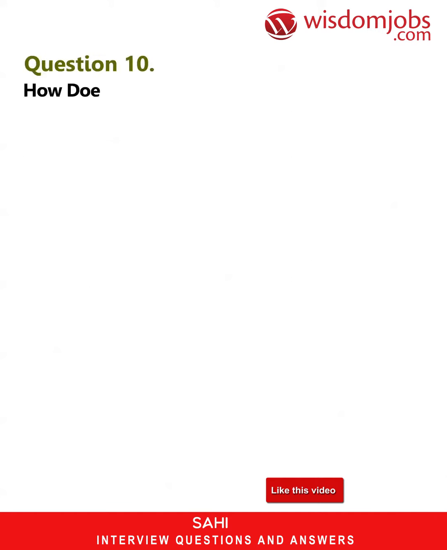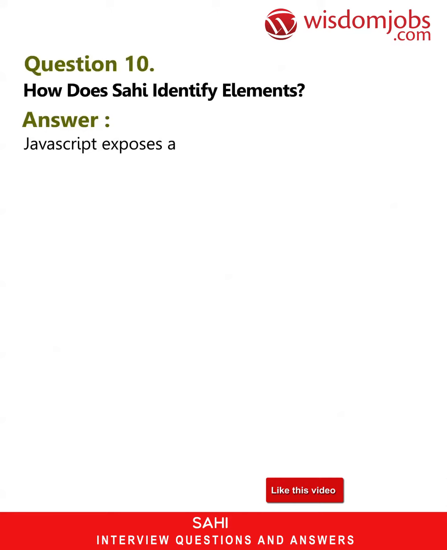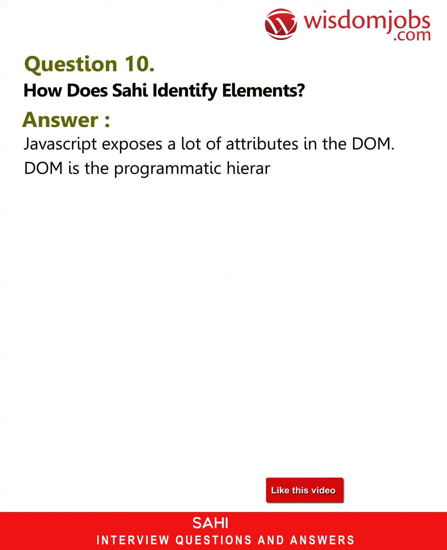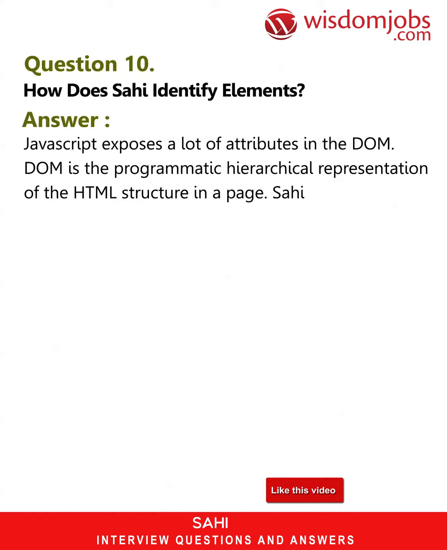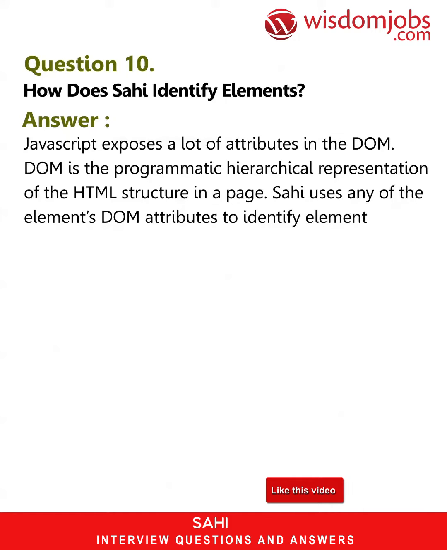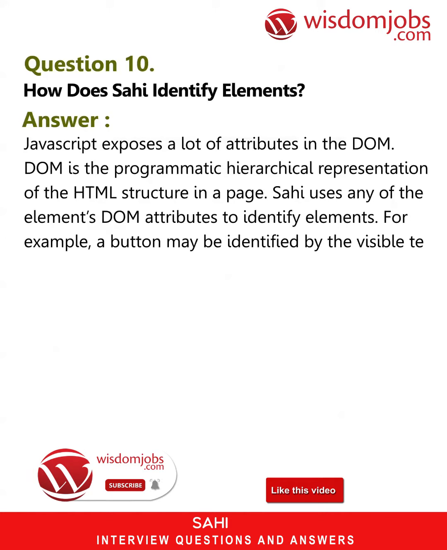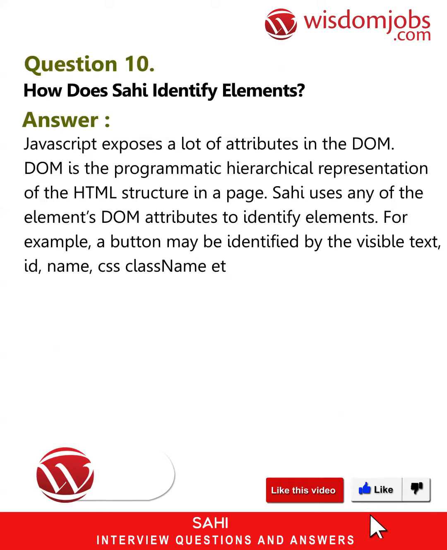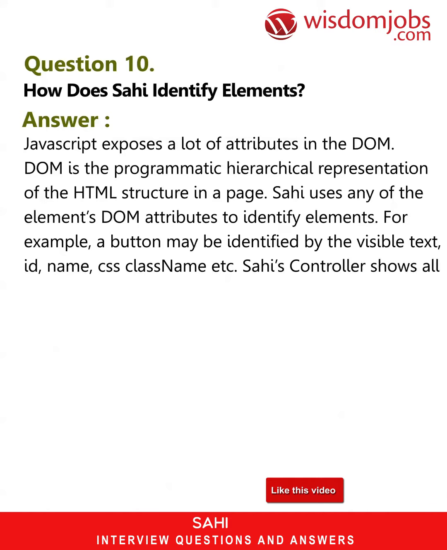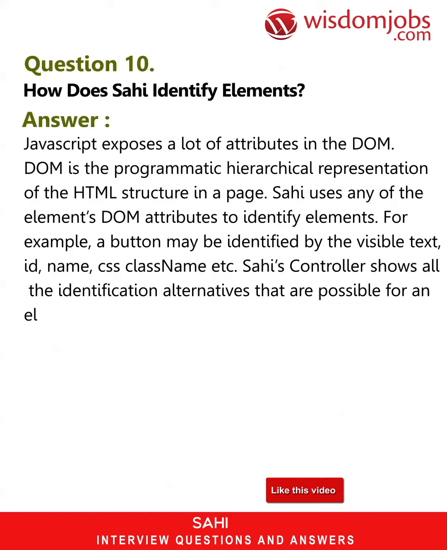Question 10. How does Sahi identify elements? Answer: JavaScript exposes a lot of attributes in the DOM. DOM is the programmatic hierarchical representation of the HTML structure in a page. Sahi uses any of the elements' DOM attributes to identify elements. For example, a button may be identified by the visible text, id name, CSS class name, etc. Sahi's controller shows all the identification alternatives that are possible for an element.